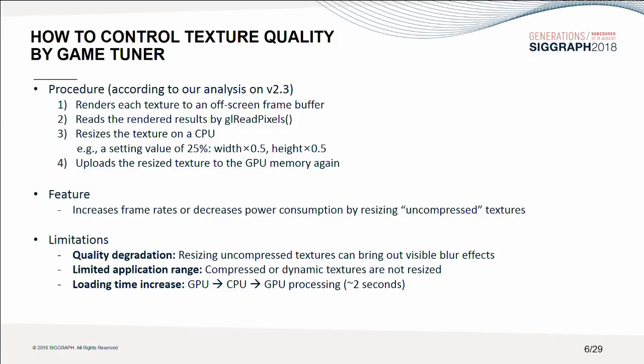This is a good approach to increase frame rate or decrease power consumption by resizing uncompressed textures. But there are some limitations. The first one is quality degradation. Resized uncompressed textures can bring out some visible blur effects. And the application range is also limited because compressed or dynamic textures are not resized. Also, the CPU-GPU processing can increase loading time. According to our experiments, it can increase loading time by up to 2 seconds.